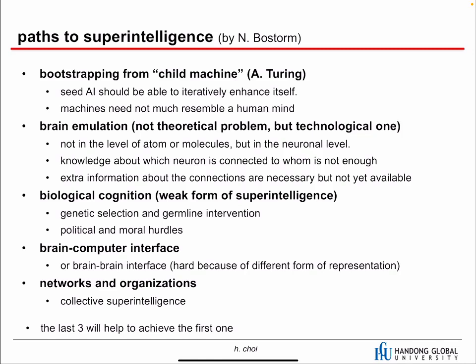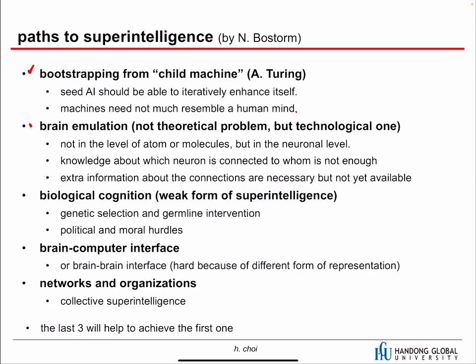And recently, there have been lots of arguments and debates about superintelligence, and Nick Bostrom actually proposed 5 paths to superintelligence. The first one is bootstrapping from a child machine. We have a seed AI, and the seed AI can iteratively enhance itself. So the machine need not much resemble a human mind, which means we can have a superintelligence, but this intelligence is quite different from human intelligence because it evolves by itself.